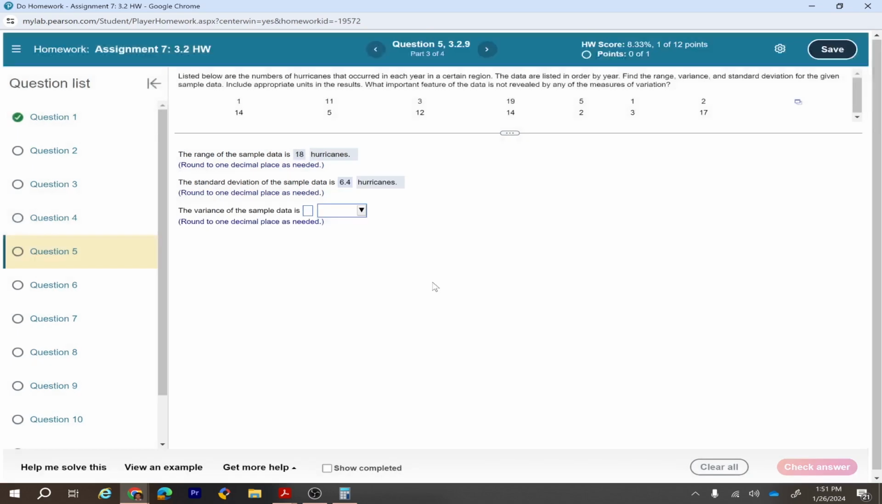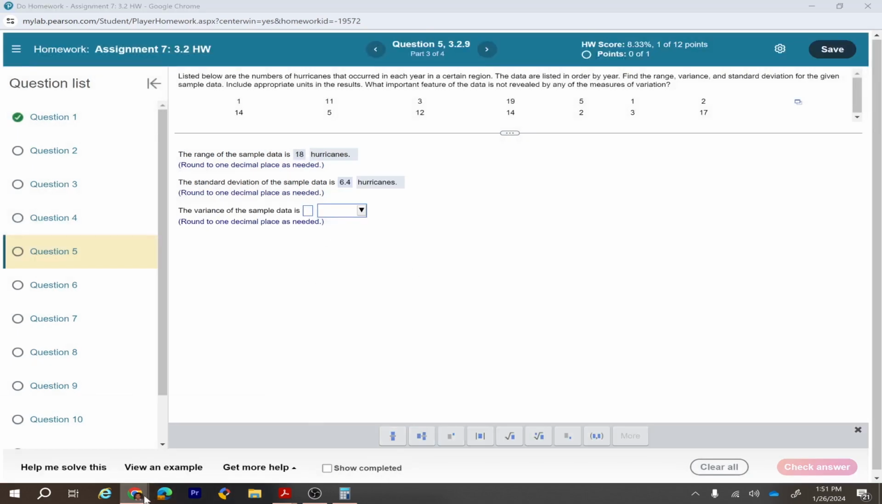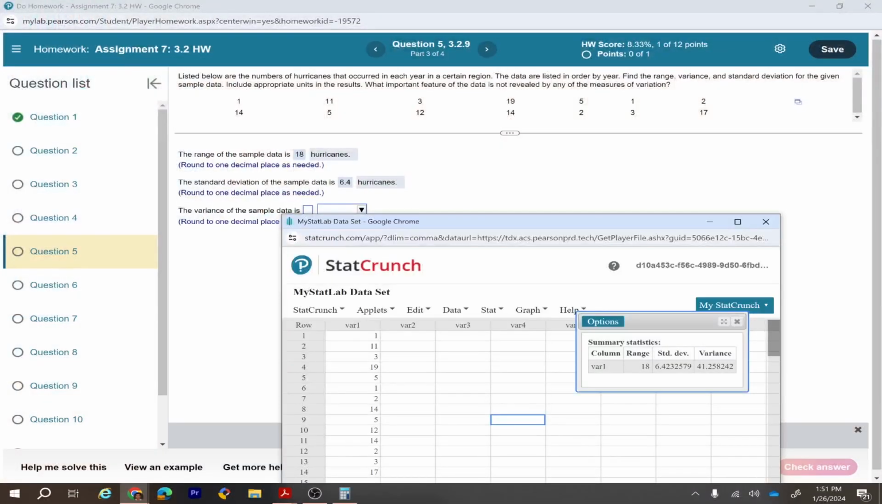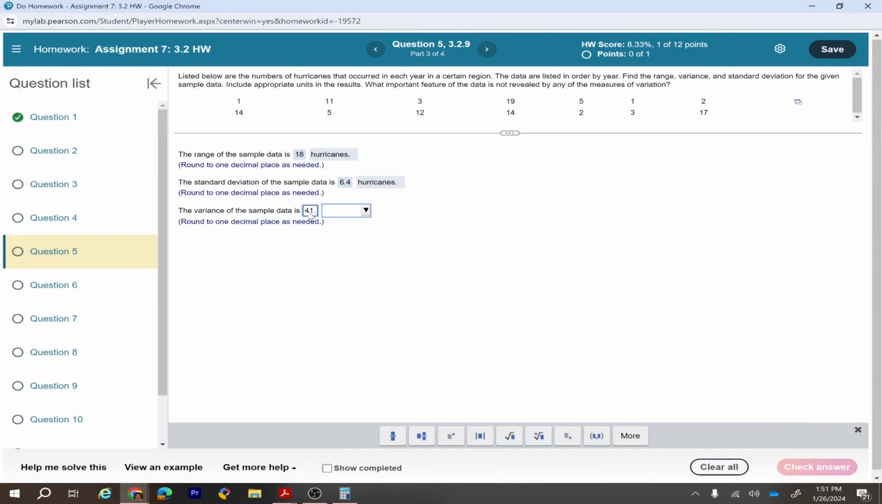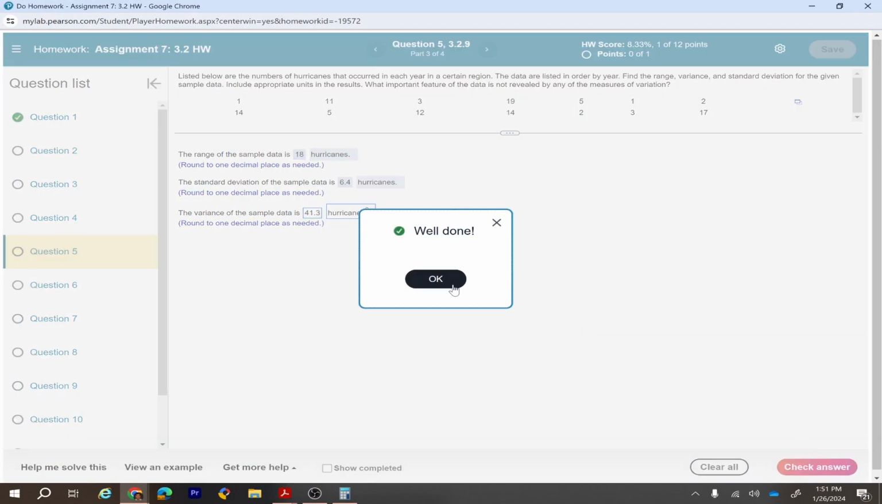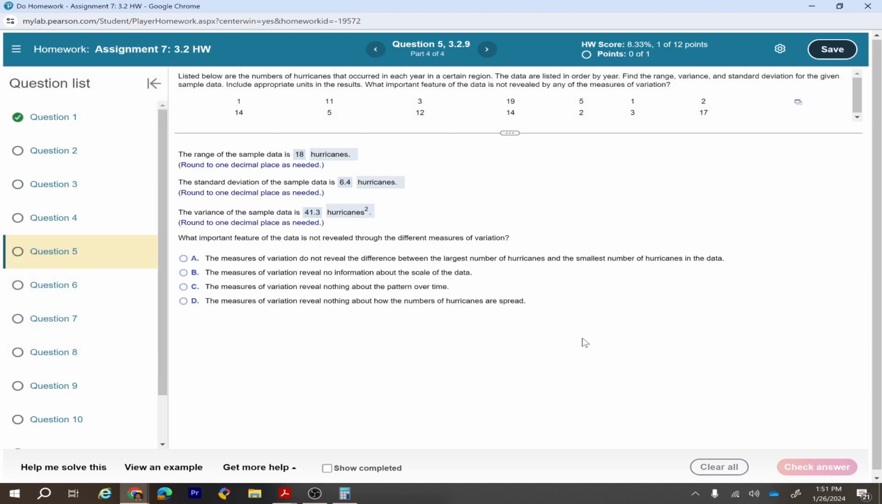And then finally the variance is the square of the standard deviation, which is 41.3 if you round it to one decimal place. And this time it's hurricanes squared, because the unit of variance is the square of the unit of standard deviation. Finding this is very easy because of StatCrunch, because of the technology.